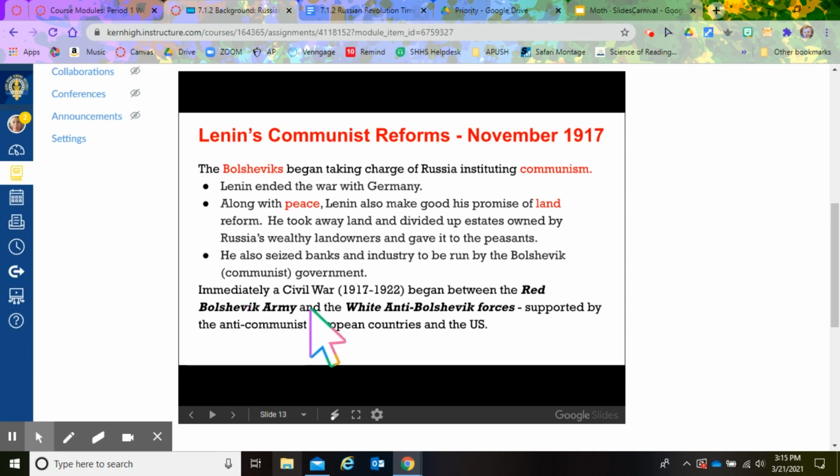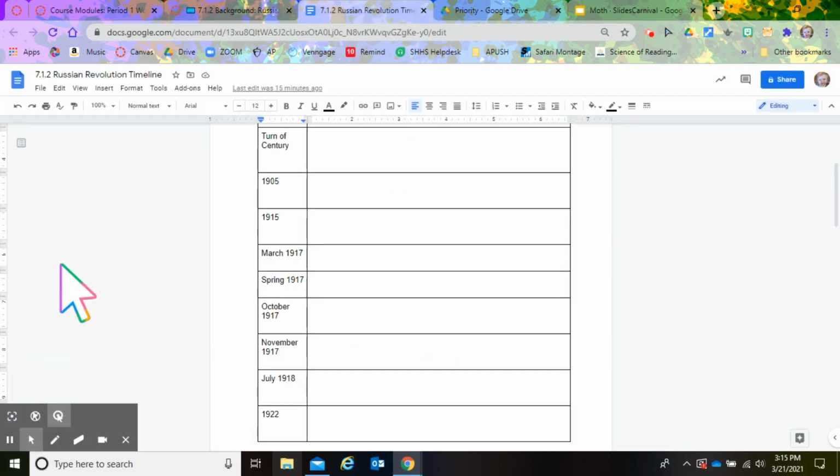Immediately, a civil war from 1917 to 1922 began between the Red Bolshevik Army and the White Anti-Bolshevik Army, supported by the anti-communist European countries and the United States. During this time, you're going to see even more of their people dying. So go ahead and head over here and talk about what's going on in November. So just a month, a lot of unrest, and it's going to last for 5 years.